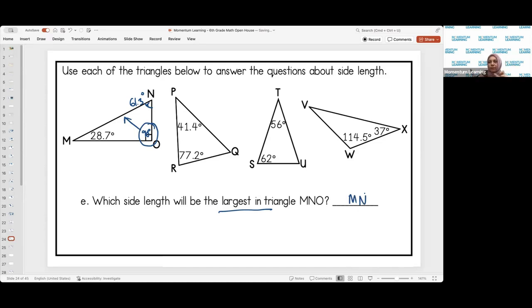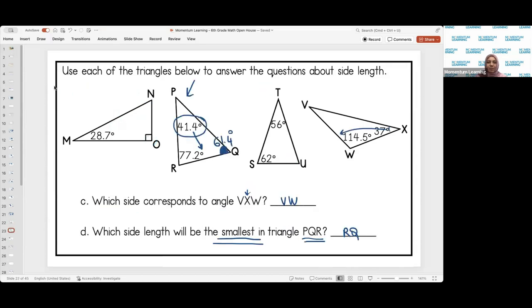So the small information, all the time, if there is 90 degrees, the opposite side of 90 degrees will be the longest side. Do you remember the name of this side? There is a special name. Do you know this one? Have you ever seen this? It's called hypotenuse. Okay, so this is the special name for right triangle. Opposite of 90 degrees is called the hypotenuse.